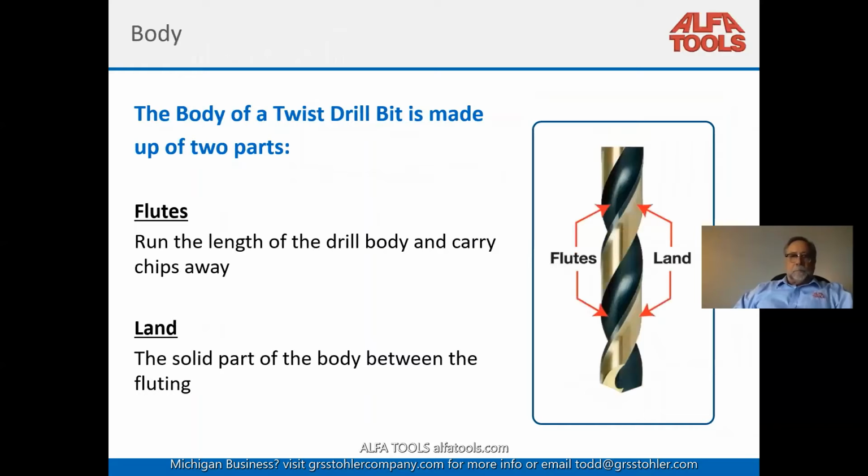Next. Okay, the body of the twist drill is made up of 2 parts. The flutes and the lands. The flutes are the, let's call it the gullies, the flutes. They run the length of the body to carry the chips away. The land is on top, which is tapered back slightly and has the sharp cutting edge. Next.